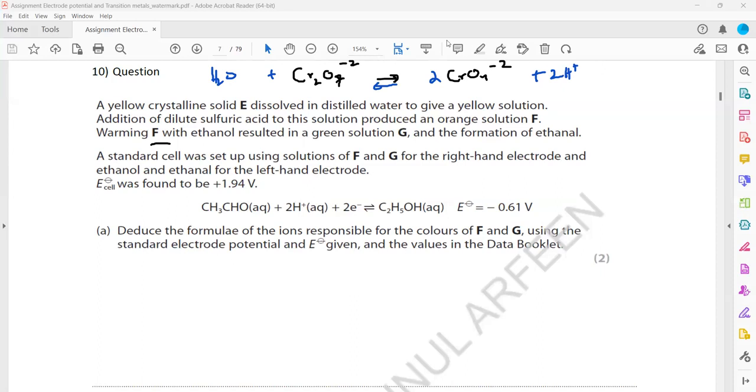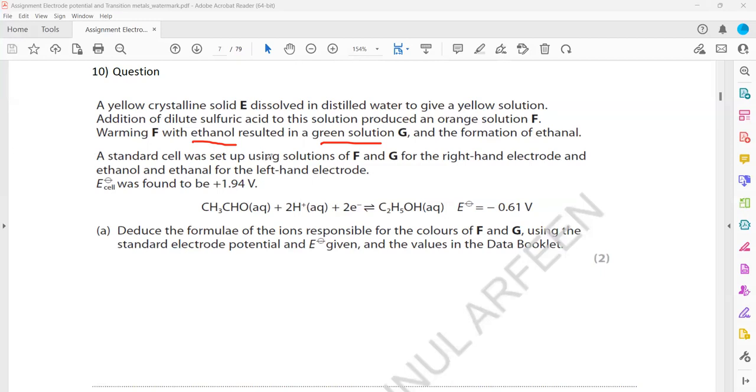But what will happen if we add an acid, if it is in acidic condition? Acids have more protons, so the equilibrium will shift toward the left hand side. The opposite will happen if we add an alkali, the equilibrium will shift towards the right hand side. That's why the color changes happen. If we warm this chromate or dichromate ion, in which chromium is +6, with ethanol, the ethanol will oxidize to carboxylic acid, ethanoic acid, and the chromium will be reduced. That's why the solution turned green.